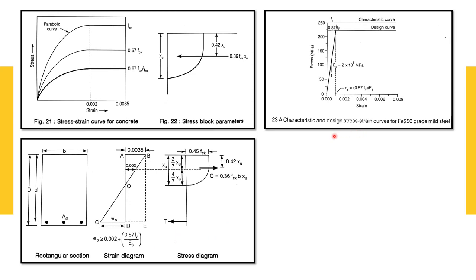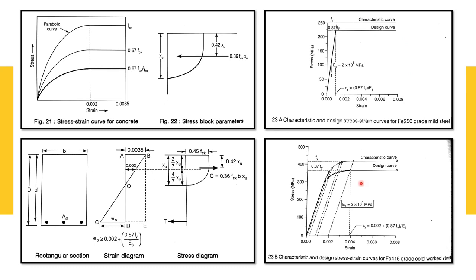This is a typical characteristic and design stress strain curve for mild steel, but this curve is not suitable for other grades of steel. So this is for Fe415. This is the characteristic curve, and by applying partial safety factor, this is the design curve. So for example, at 0.004 strain, Ey is equal to 0.002 plus 0.87 Fy by Es. This is 0.87 Fy. This is the value we have taken for this strain.